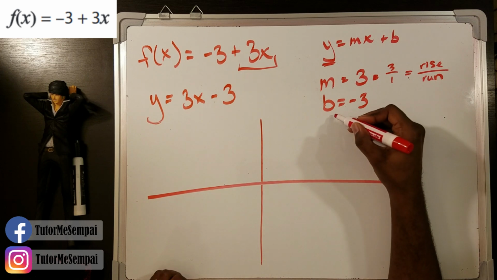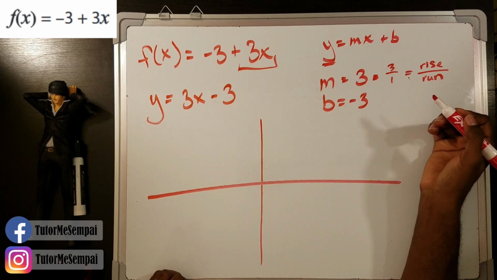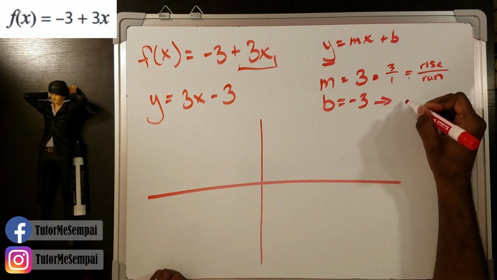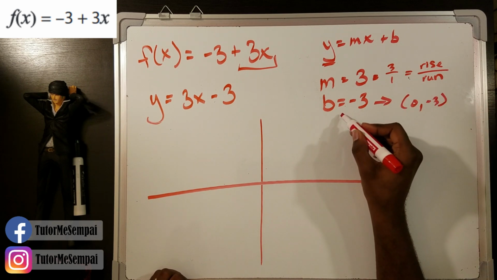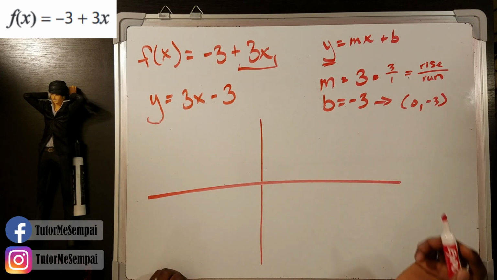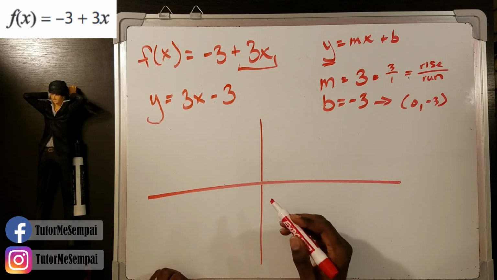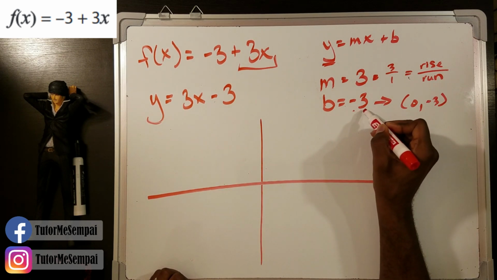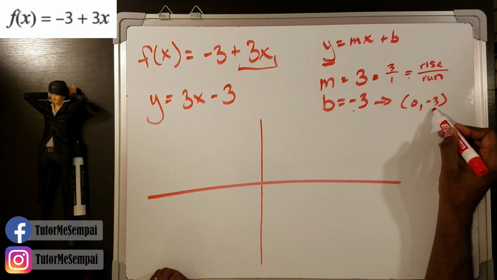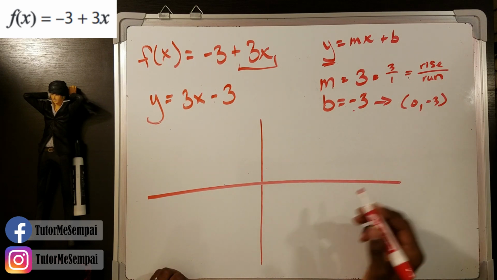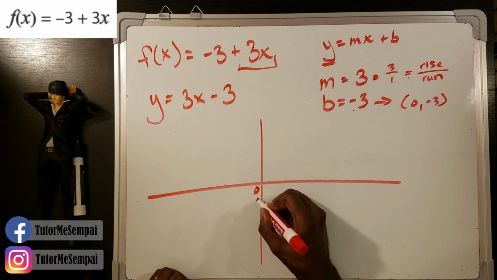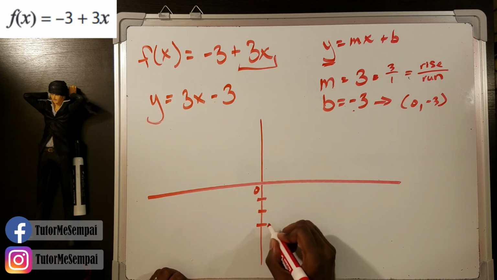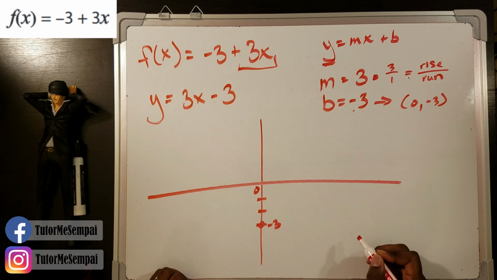And this b tells us our y-intercept. So this point is pretty much (0, -3). Because our y-intercept is what we get when we plug in 0 for x. We're going to be left with this constant here. So 0 for x gives us a -3, our y-intercept. So let's graph that first. If this is 0, we're going to be going down 1, 2, 3. This is -3. And we're going to put our point there.